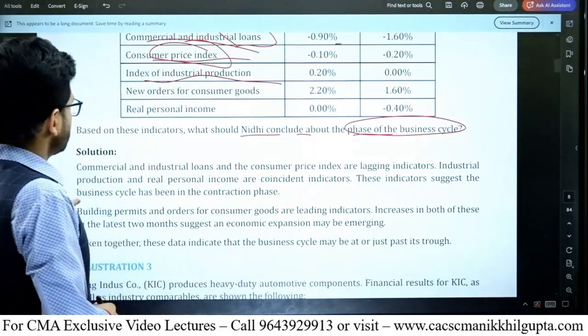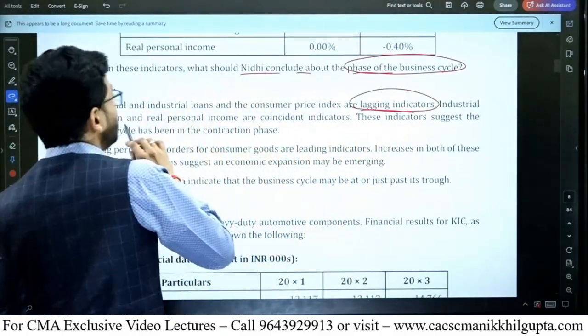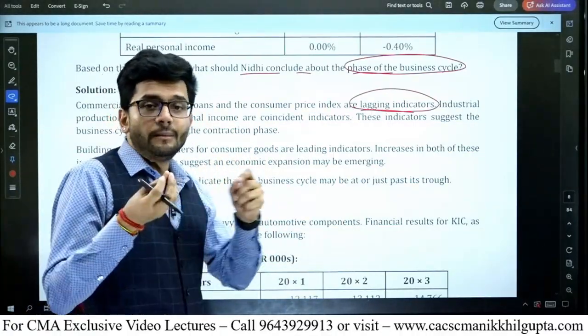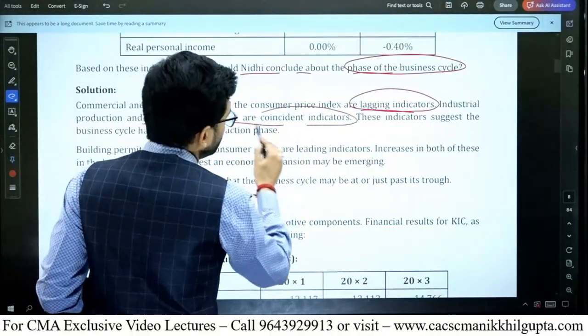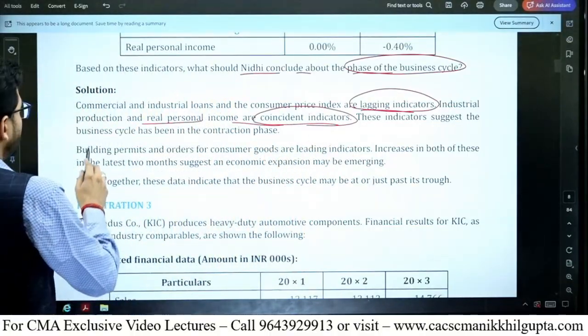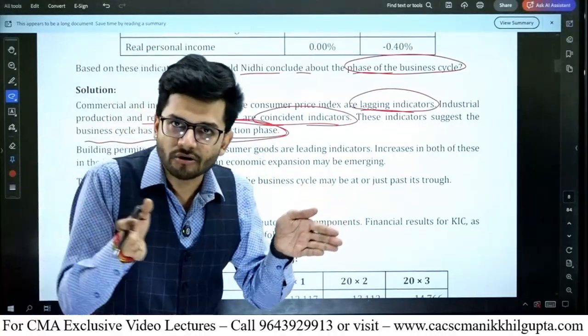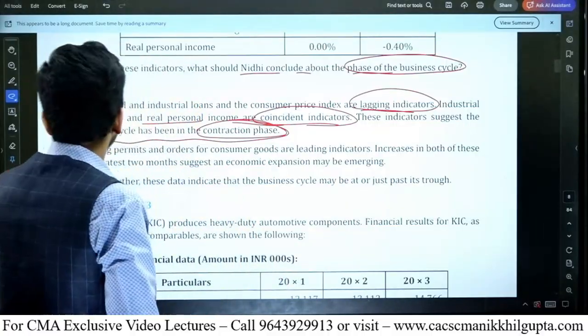Alright, so commercial industrial loans and the consumer price index are lagging indicators. Lagging indicators means that if they are increasing, it's an indication of a bad trend. Industrial production and real personal income are coincident indicators. These indicators suggest the business cycle has been in the contraction phase, which means the economic business cycle has contracted over the period of time.